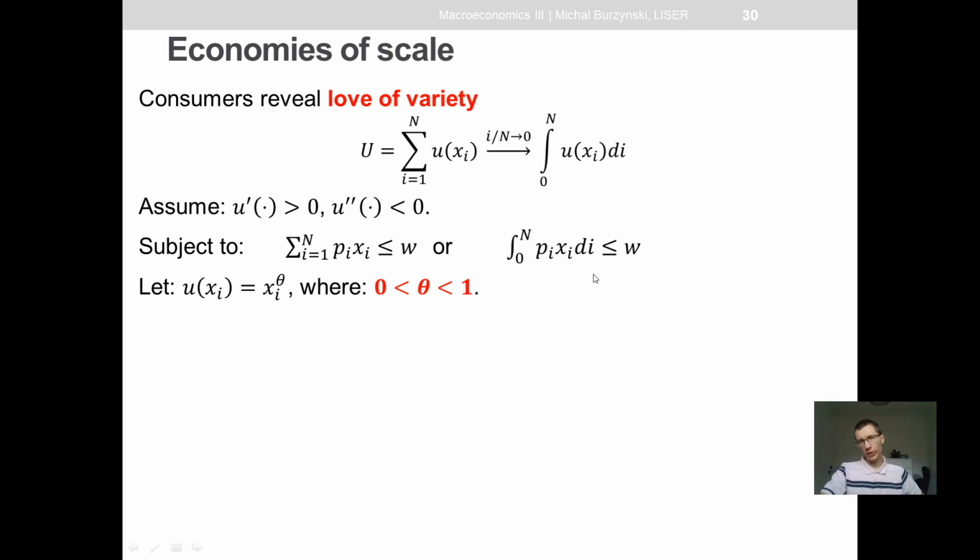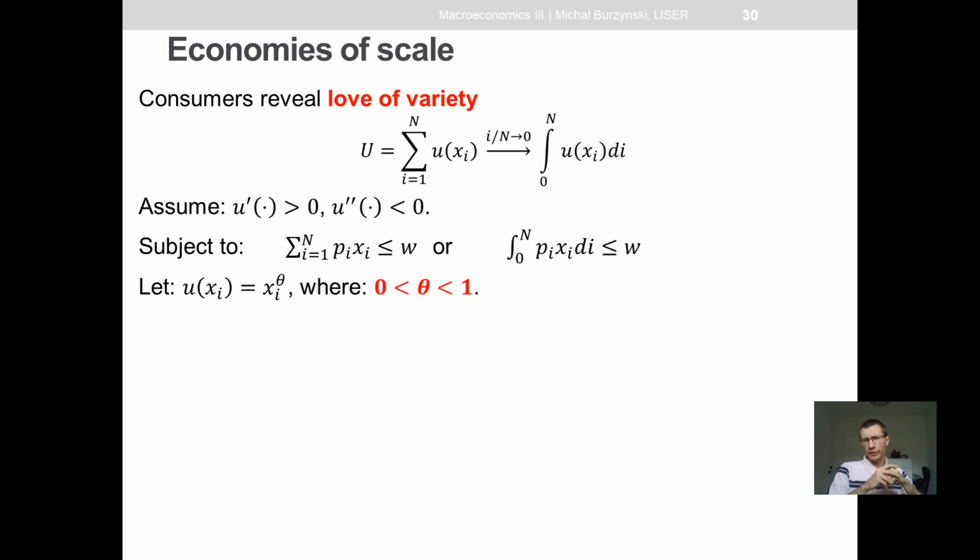One important thing: we need one more detail about this small utility function, which is assigned to each and every variety of the consumption good. We assume that this function is a power function, so it's x_i to the power theta. This is a Greek letter, which is a parameter of the model. And we assume that this theta parameter is between 0 and 1. You will see in a couple of minutes that this is a fundamental parameter of Krugman's model.